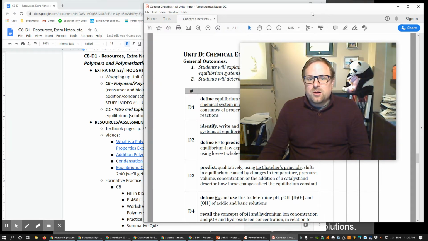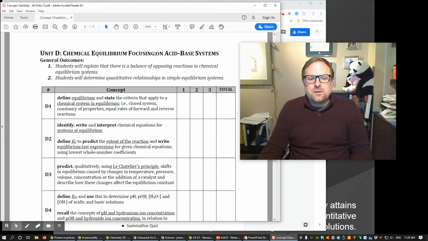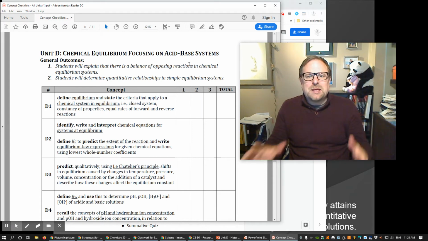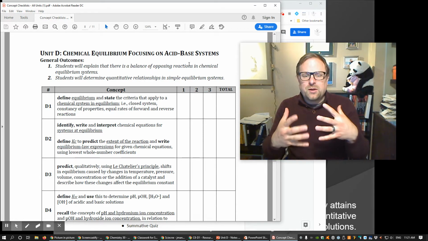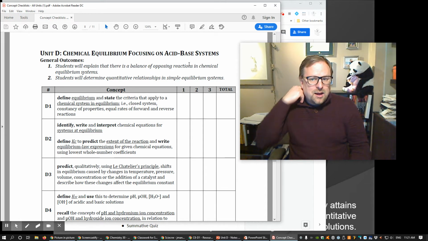So just to look at our outcomes for this section, we've now shifted into Unit D, which is called Chemical Equilibrium, focusing on acid-base systems. In general, we're going to be looking at two very general outcomes in this unit. One is to explain that there's a balance of opposing reactions in a chemical equilibrium system, and we're going to try to explore that idea from a bunch of different angles to get a sense of what that actually means. We're going to explain it qualitatively, so we'll look at properties and explain things through observation, and then we will also look at it quantitatively, where we'll actually assign some numbers to these equilibriums.